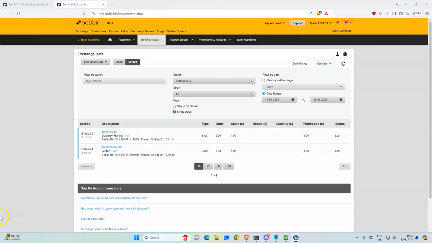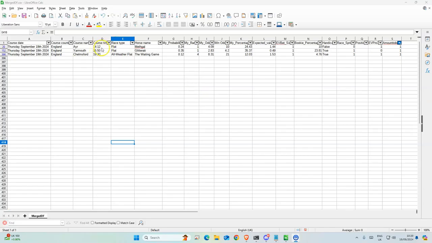Okay, so today we have three selections. As you can see, the odds for this one, The Waiting Game, is 21. This one, Math Gal, is 10.